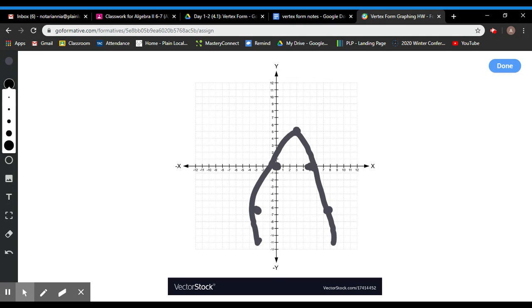So this is available through Google Classroom. I set it all up through Google Classroom, so you shouldn't need to create an account. If you have any problems with it, just email me, though, and we'll work it out.